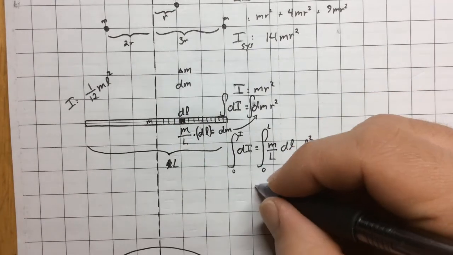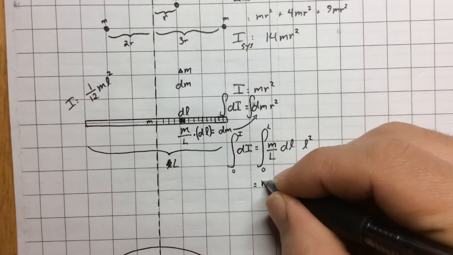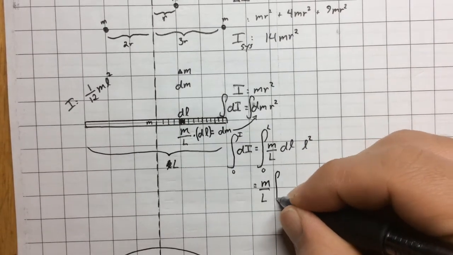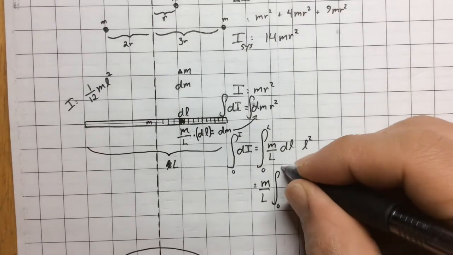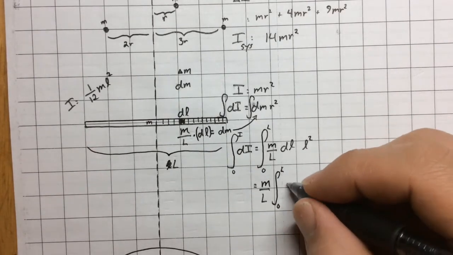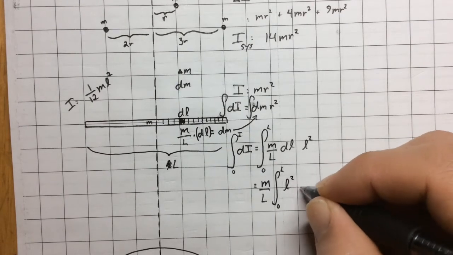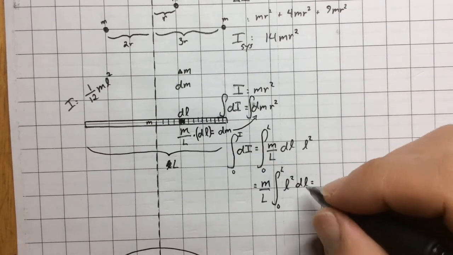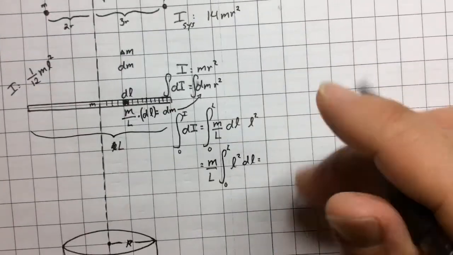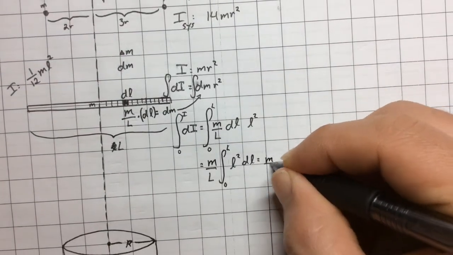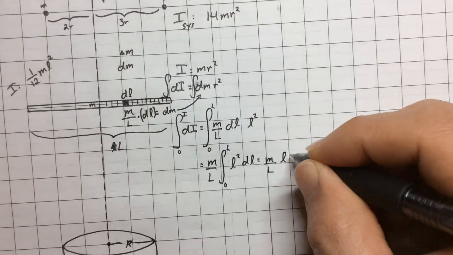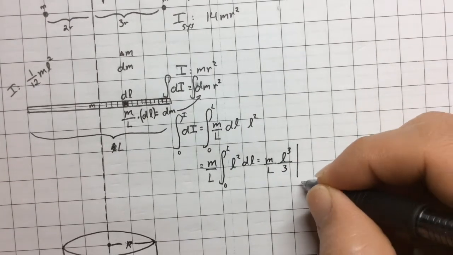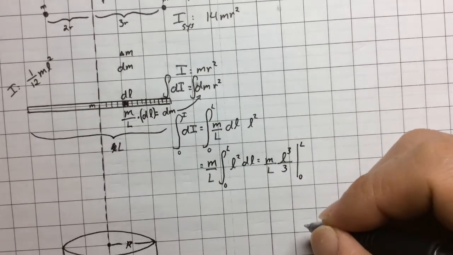Let's rearrange this real quick. I can pull out those constants, m over L, and I get the integration from 0 to L of L squared dl. And using the power rule, the L squared becomes L cubed, and so we have L cubed over 3, with a range from 0 to L.